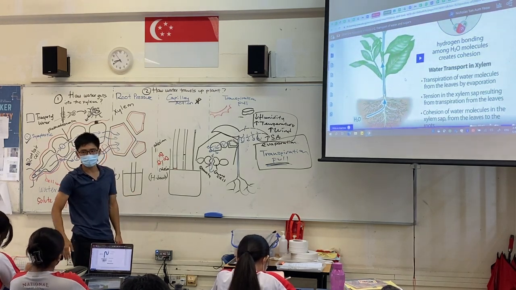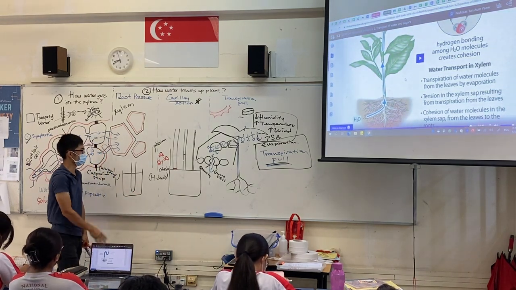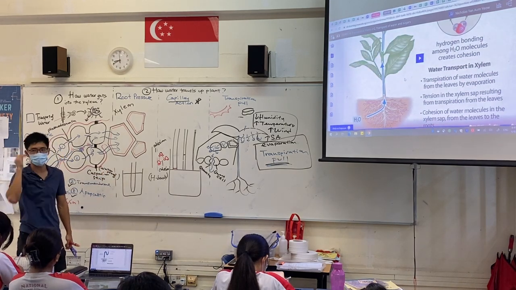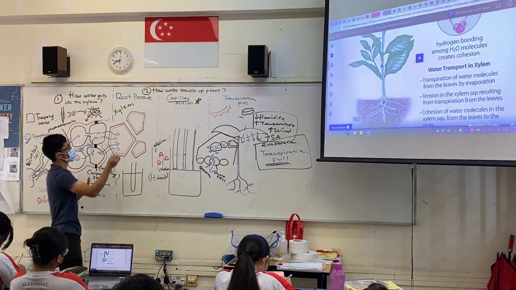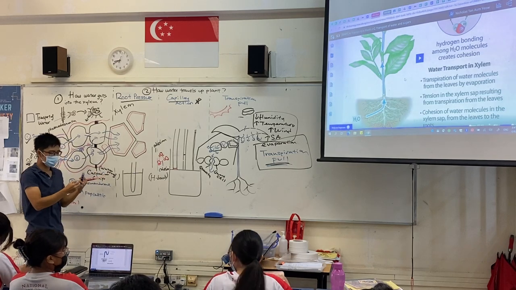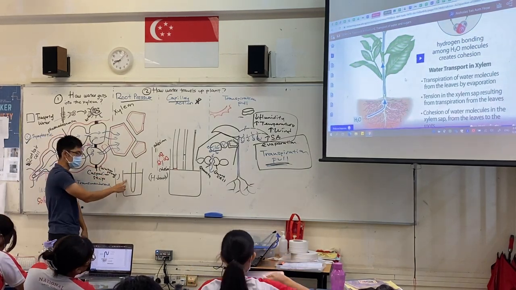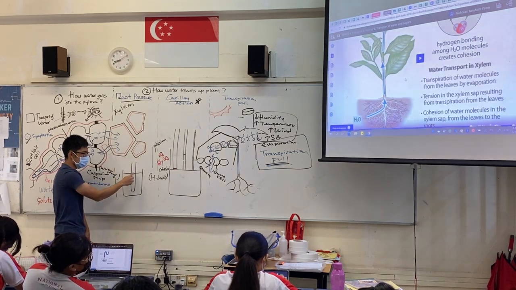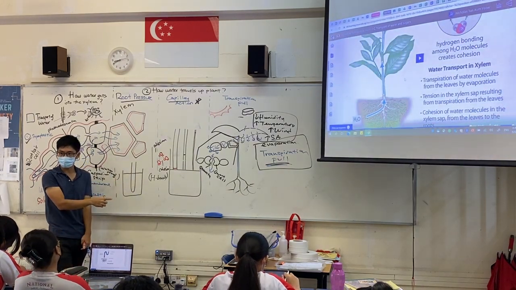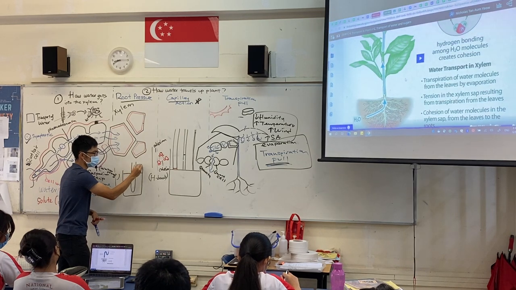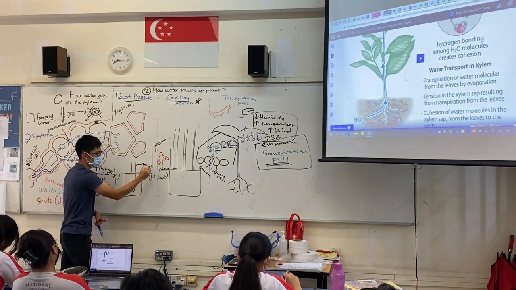Okay, to end today's lesson, one last factor that allows water to travel up the plant is called root pressure. This is not a very difficult concept. I'll just show it to you. If I have a beaker, and here I have a tube. This tube, the walls of the tube are semi-permeable.